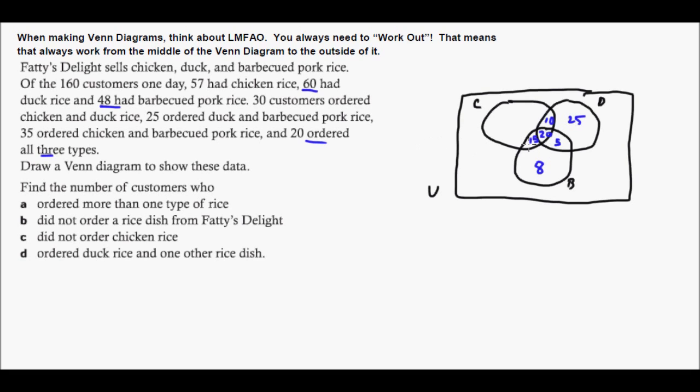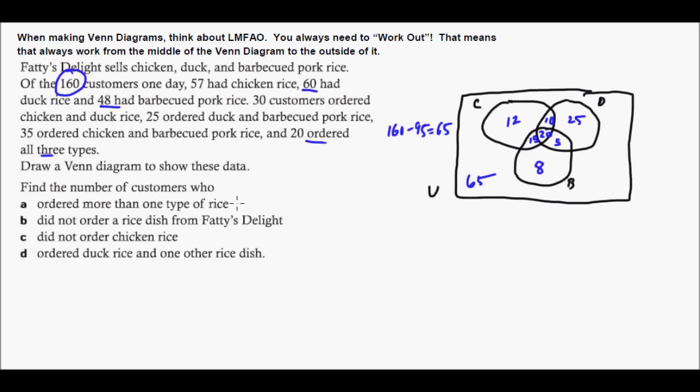And then, what do we have? 57. So we have 30, 45, 57, so that's going to be 12. Now, if you add all those up, there's 160 customers. We want to know how many didn't have rice. And if you add all these up, it adds up to 95. So if you do 160 minus 95, you get 65. And that's the numbers that didn't have anything. So, you want to make sure you're good with that.